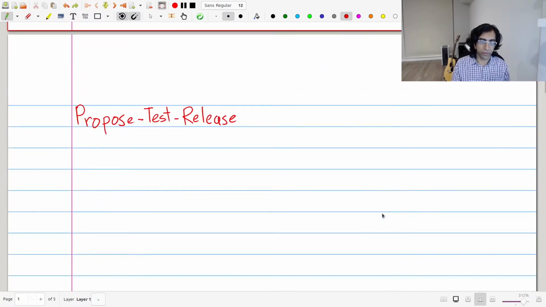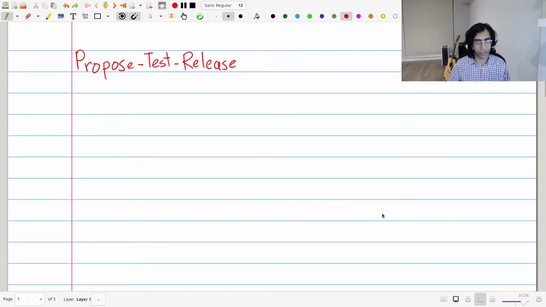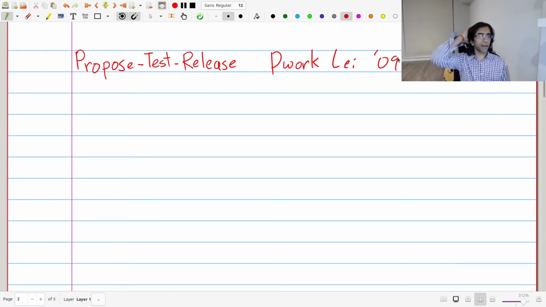So let's move on to the first approach. The first approach is a method which is known as propose-test-release. This was introduced by Dwork and Lei in 2009. The issue with the previous example was that even though the local sensitivity on the dataset X was low, it was close to a dataset with quite a high local sensitivity. Therefore, how much the local sensitivity was really revealed something about the identity of the dataset. So we're going to try to see if we can get around that issue.